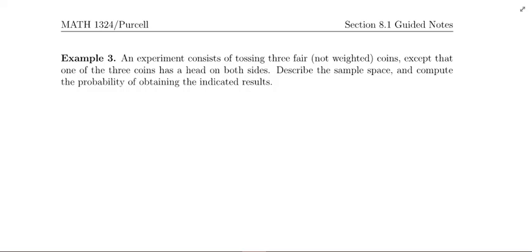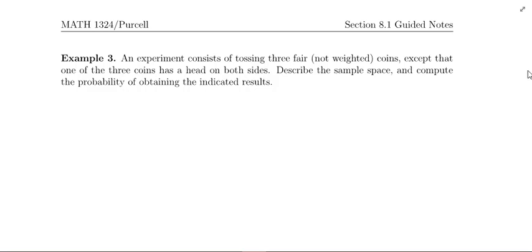Example 3. An experiment consists of tossing 3 fair, not weighted, coins, except that one of the 3 coins has a head on both sides. Describe the sample space and compute the probability of obtaining the indicated results.